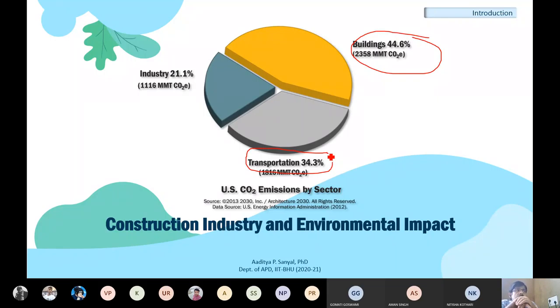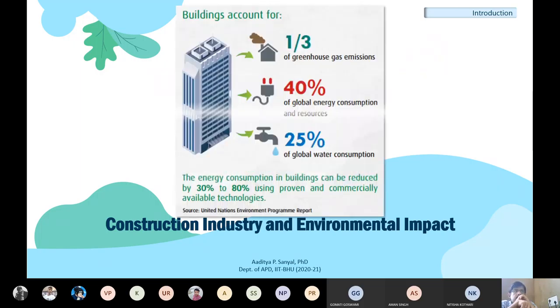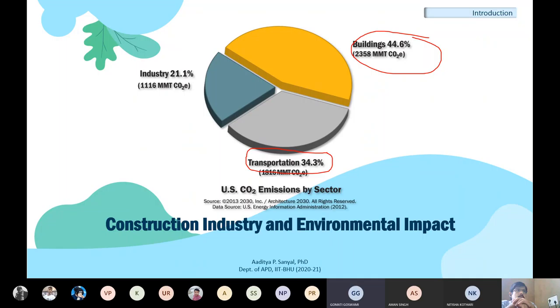So buildings are one of the largest sectors of CO2 generation. This is the US standards, CO2 emissions by sector. Buildings are even larger than your transportation when it comes to the CO2 generation. Industries are the third here.